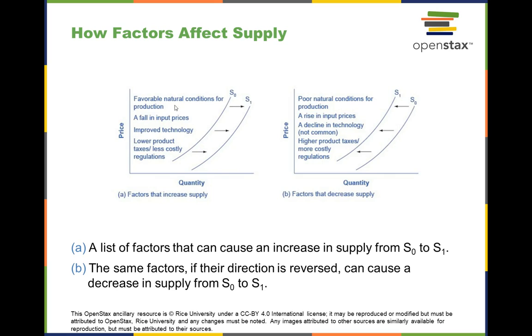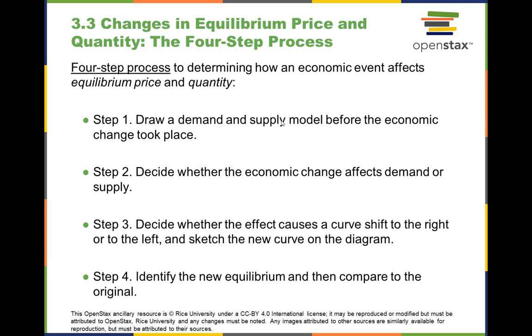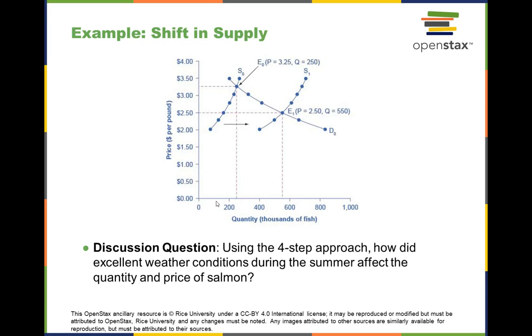So there you can see supply increasing: favorable natural conditions, no bad weather or anything like that. Fall in input prices, so cost of production goes down. Better technology to help them produce faster. Lower taxes, less regulations, all will help them produce more. And then all the opposite is true, will help decrease supply. So the four-step process now to determine how an economic event affects equilibrium price and quantity is: draw a demand and supply model before it took place, decide whether the economic change affects demand or supply, decide whether the effect causes a curve shift to the right or to the left, and sketch the new curve on the diagram, and identify the new equilibrium and then compare it to the original.